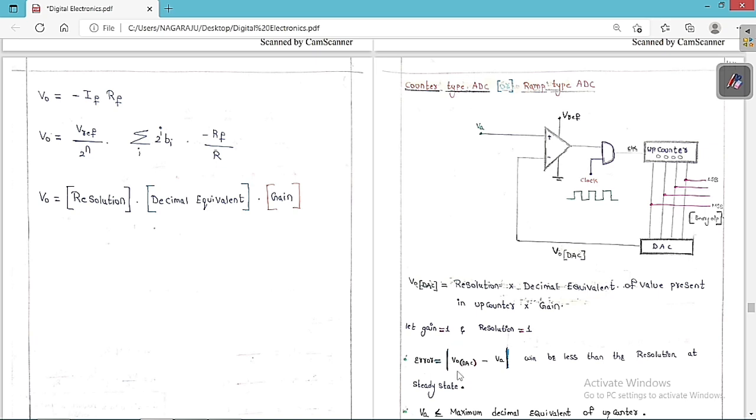So error is equal to the modulus of V0 DAC minus VA. VA is the voltage that we really want to measure, but V0 DAC is the voltage that we get with the help of the DAC. The error will be very small when compared to the resolution. So at steady state, the error, the modulus of V0 DAC minus VA, will always be less than the resolution of this DAC.